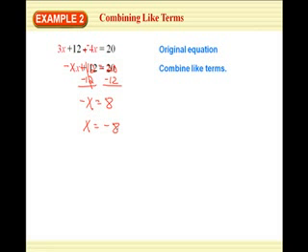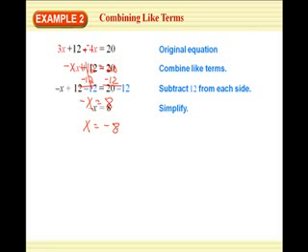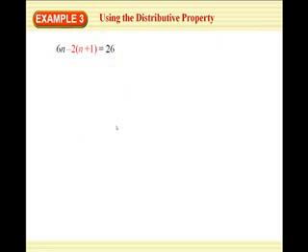So they're combining the like terms. They subtract 12 from each side just like we did. They got the negative x equals 8, and then they flop them. And you can divide by negative 1, but I just remember you can just switch the signs. And then you're done.